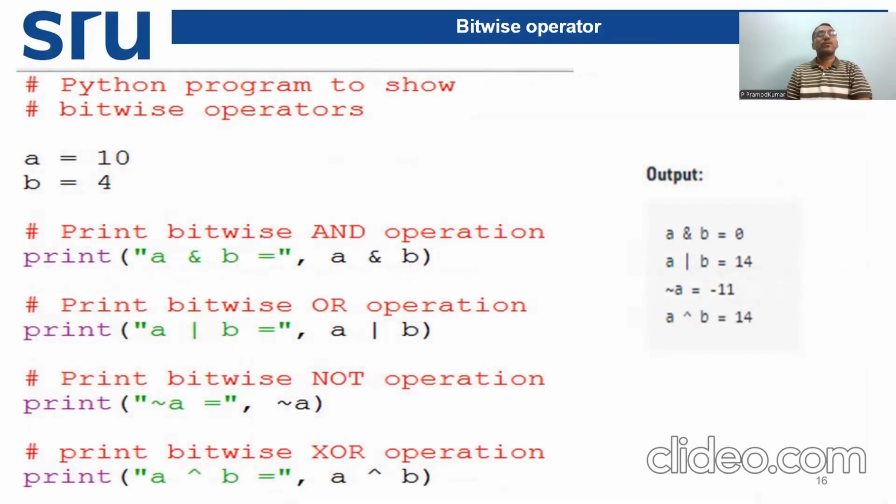Then here is the example, the program which I have executed. I am printing the result of A bitwise AND B. Then the result becomes 0. Then I am printing the A bitwise OR B result, that is 14. Then I am printing the one's complement of A, that is bitwise NOT, that is minus 11. Then I am printing A bitwise exclusive OR B. Then the result becomes 14.